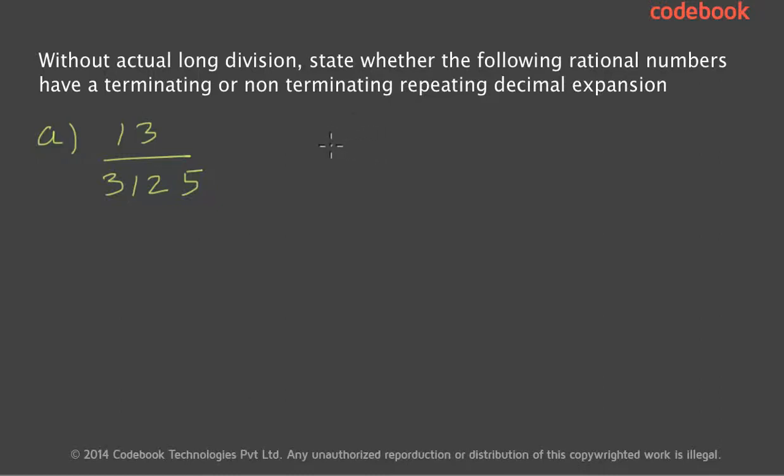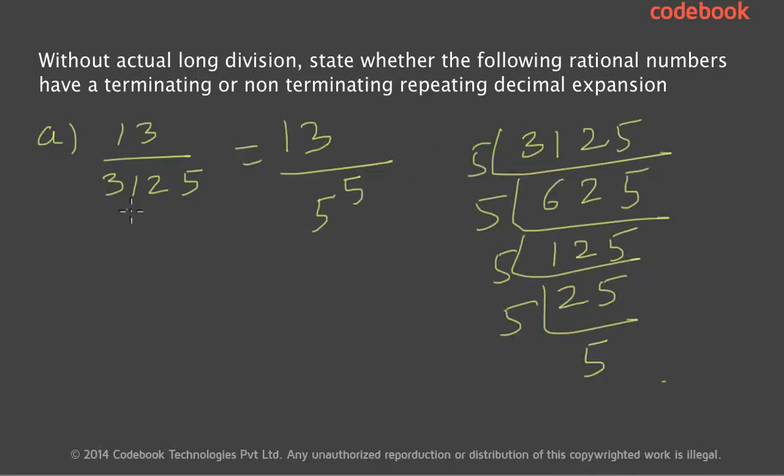If you go back to the theorems that we have learned, we should be able to factorize the denominator of the given rational number, and if that is in the form of 2 power m times 5 power n, then we can say that that rational number has a terminating decimal expansion. If it is not in the form of 2 power m times 5 power n, then it is a rational number with a repeating non-terminating decimal. So let's first factorize 3125. 3125 is nothing but 5 power 5. So the denominator can be expressed as 5 power 5.